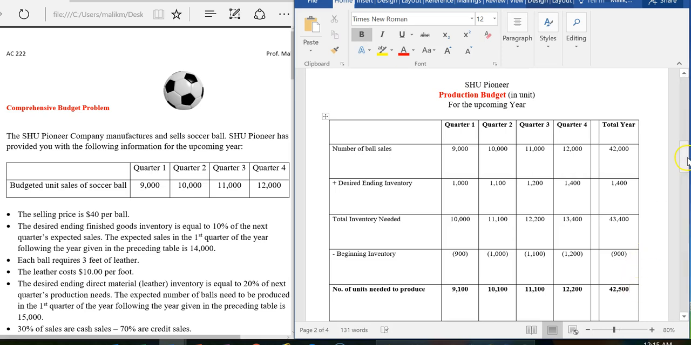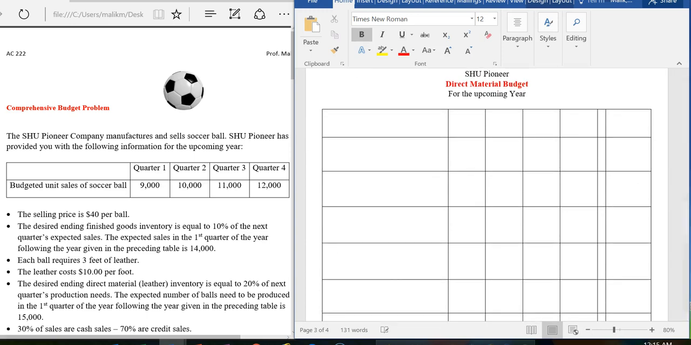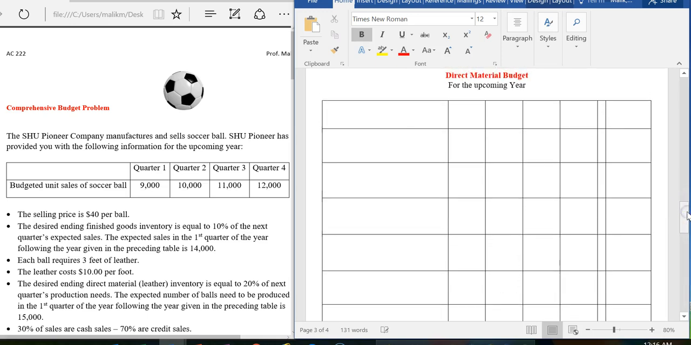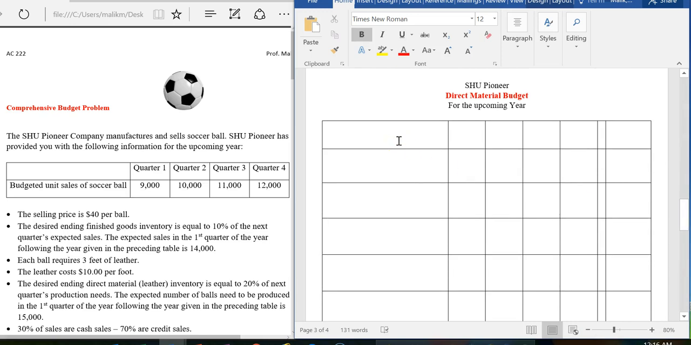So let's do this direct material budget. It's actually a little long budget, and I'm trying to show the whole thing, so the font's a little small since I zoomed out a little bit, but I hope you can see it. Okay. So let's do it. The direct material budget again will have quarter one, quarter two, quarter three, quarter four, and then we'll have total year.